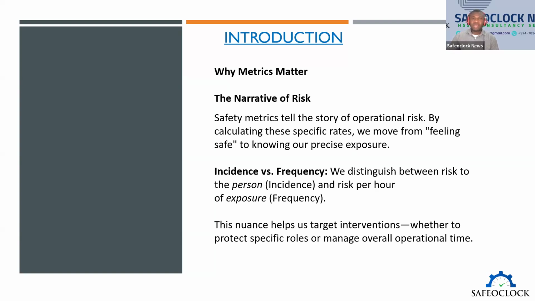Okay, so in these calculations, we will be looking at frequency and incidents. So the distinction or the difference between risk to the person, which is the incident, and the risk per hour of exposure, which is frequency. So the risk to the person is the major incident that has happened. Then the frequency is how often it happens, how often that incident happens. That is what we define as the frequency. Okay.